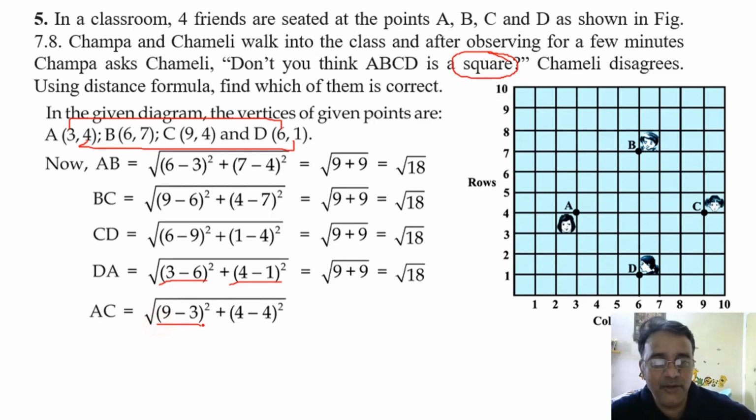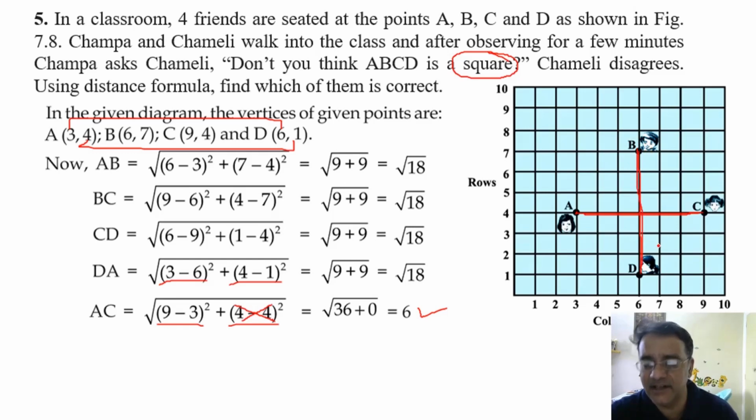9 minus 3 whole square plus 4 minus 4 whole square. So ये 0 हो जाएगा. And we are getting here 36. So square root of 36 is 6. Okay. And from the graph also you can write, see this distance. This distance is 6 unit, and similarly this distance is also 6 unit.